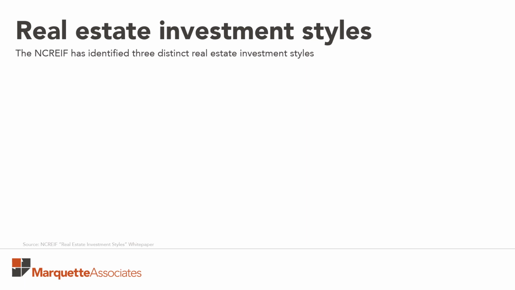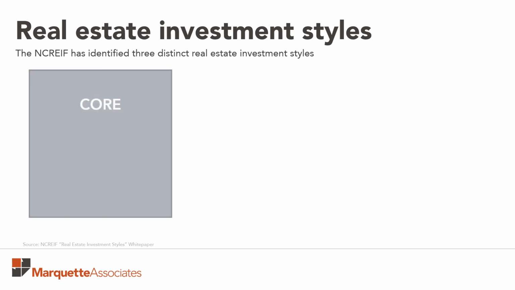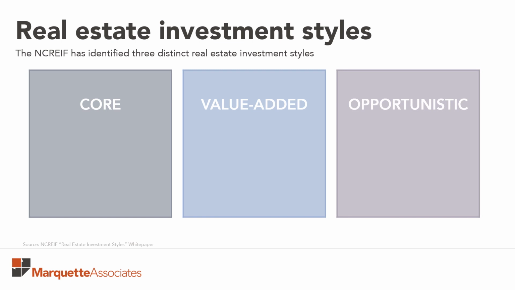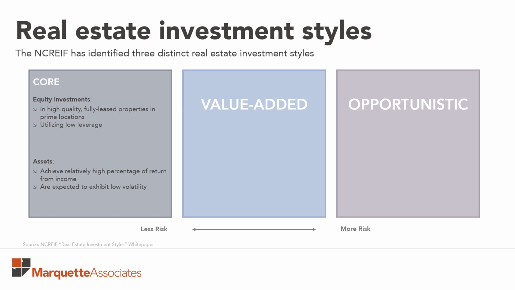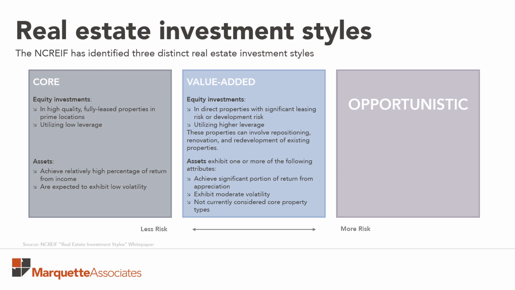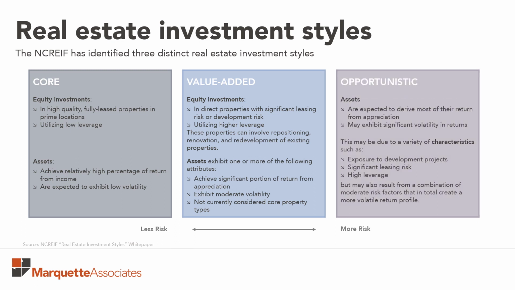There are three main styles of real estate investments, including core, value-added, and opportunistic, ranging from least risky to most risky, respectively. Core real estate includes investments in high-quality, fully leased properties in prime locations with low use of leverage. The majority of the return is expected to come from income. Value-added investments typically include direct properties with significant leasing risk or development risk, utilizing higher leverage. And opportunistic investments include development projects with significant leasing risk and high leverage, where the majority of the return is expected to be driven by appreciation.